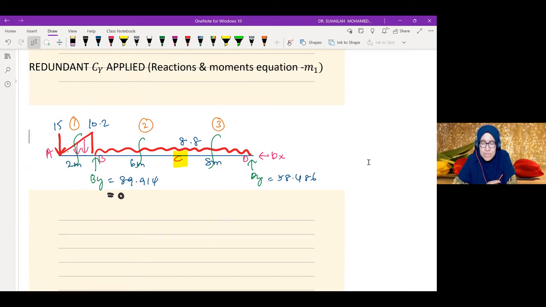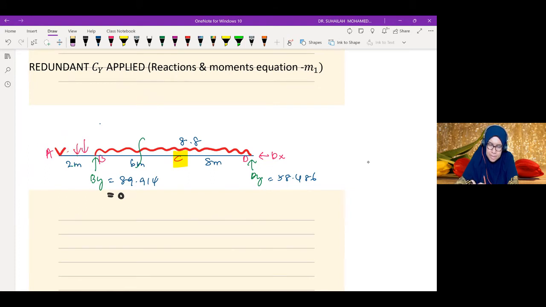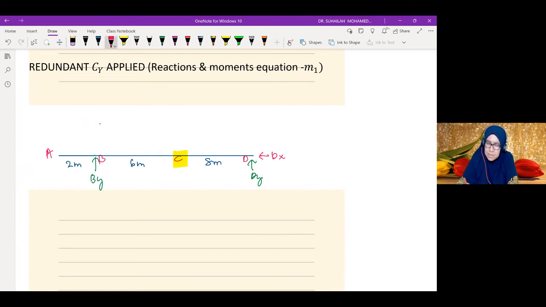Okay, we have to apply a unit value of CY. So I remove everything here. It is the same type of beam, but this time it is subjected to a unit value of redundant, located at C. So here is a unit value of CY. We have to calculate the reactions at B and D.